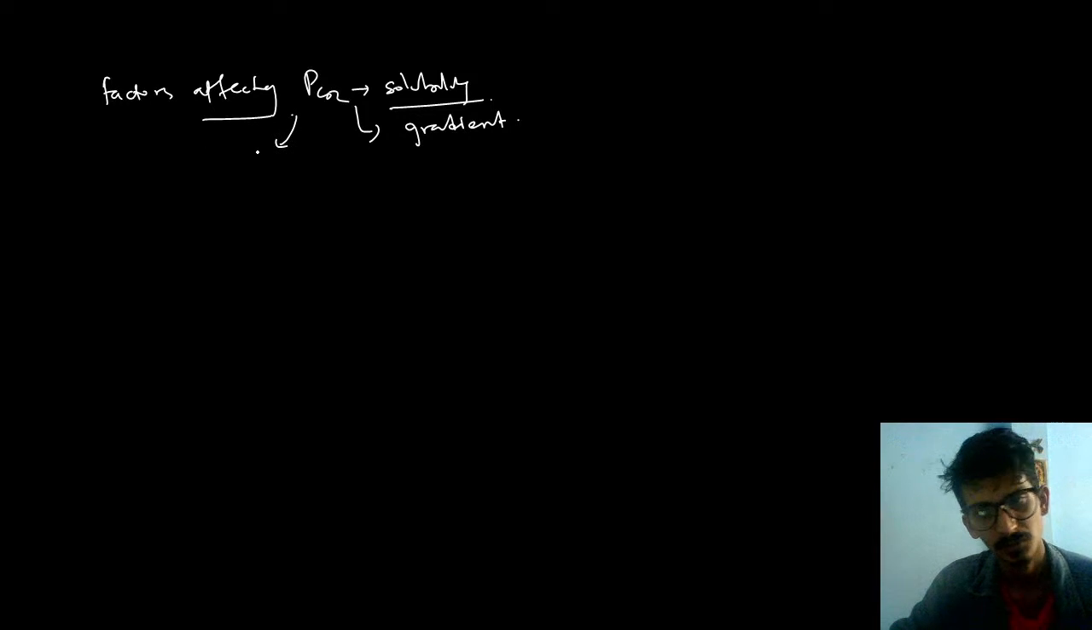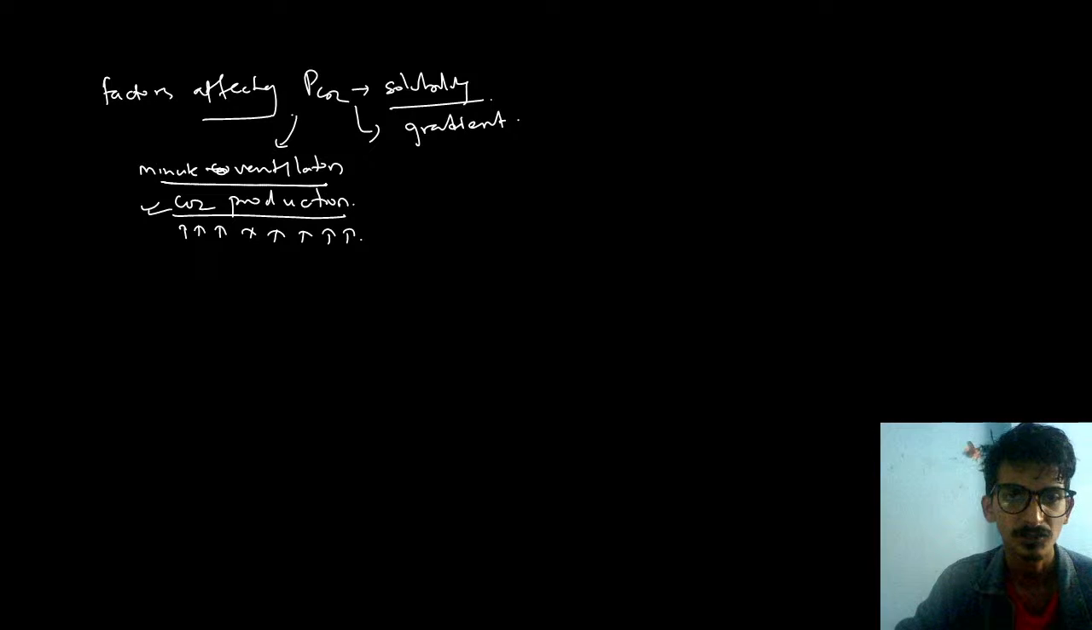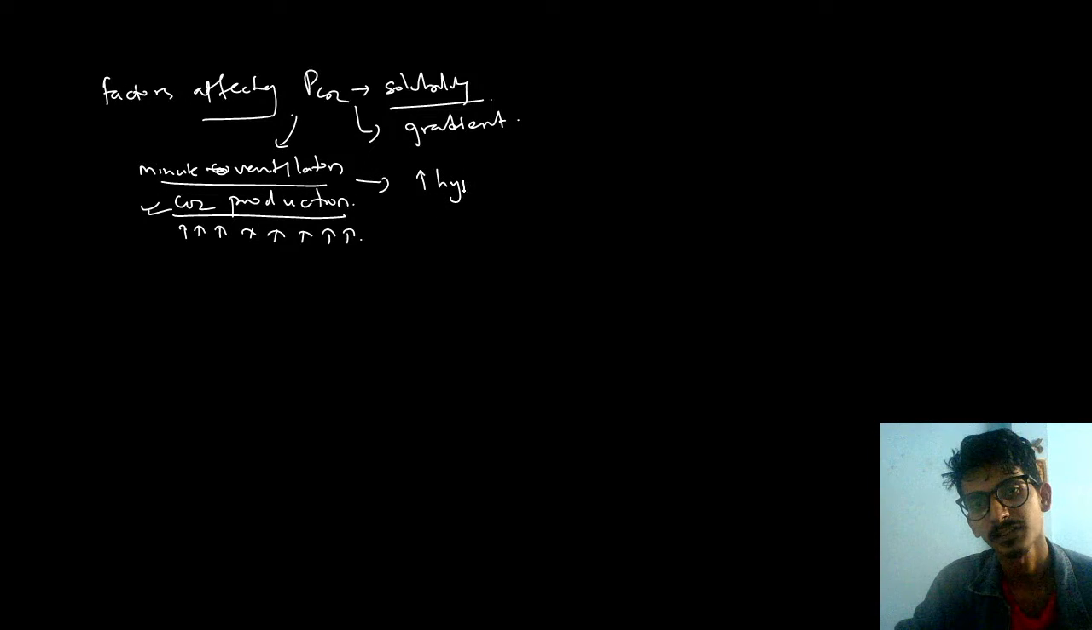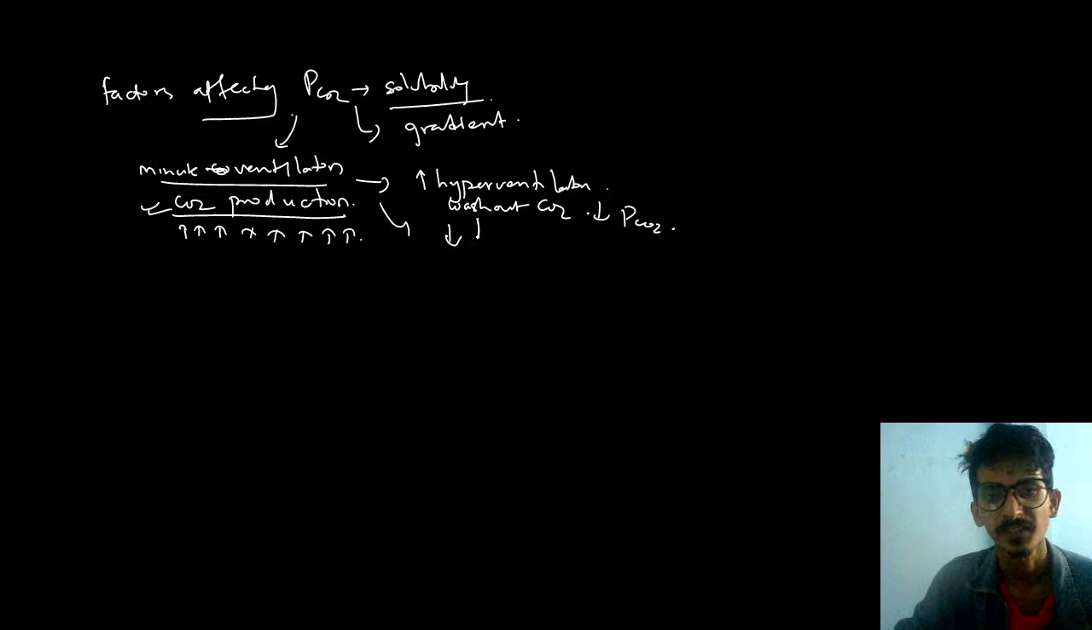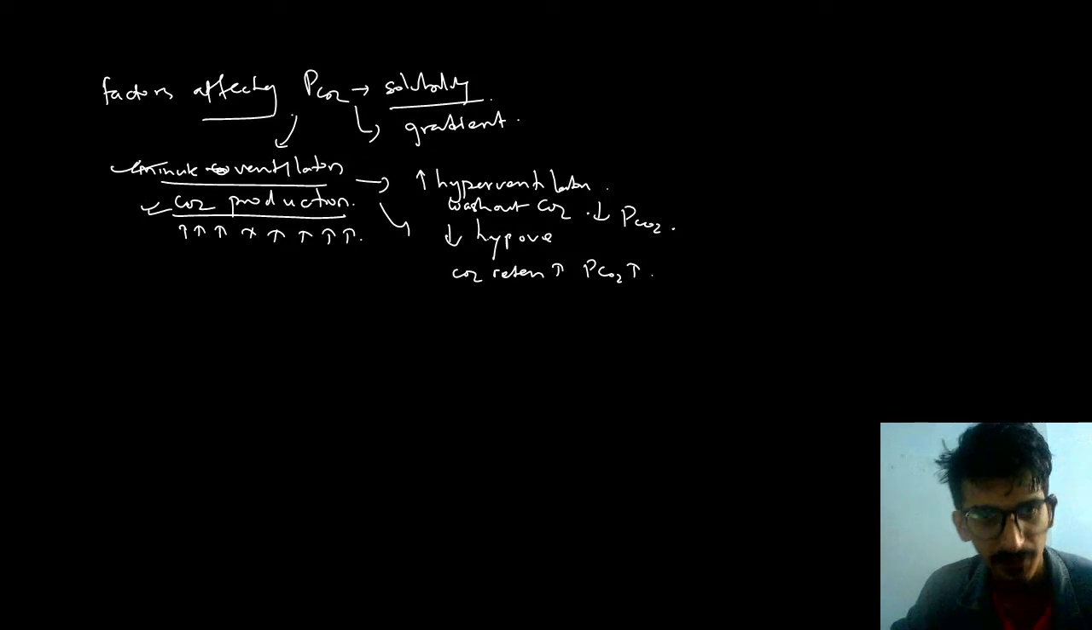Another important factor which determines the partial pressure of carbon dioxide is the minute ventilation and carbon dioxide production. As we have discussed, all the carbon dioxide comes from metabolism, so the amount of carbon dioxide produced determines the partial pressure of carbon dioxide. Minute ventilation also determines it, because if we have more ventilation, that is hyperventilation, then we wash out the carbon dioxide, and thus the partial pressure of carbon dioxide goes down. Whereas if we hypoventilate, then the carbon dioxide is retained, and thus the partial pressure of carbon dioxide goes up. So that is how minute ventilation affects the carbon dioxide concentration. Second is the carbon dioxide production, which also affects it.